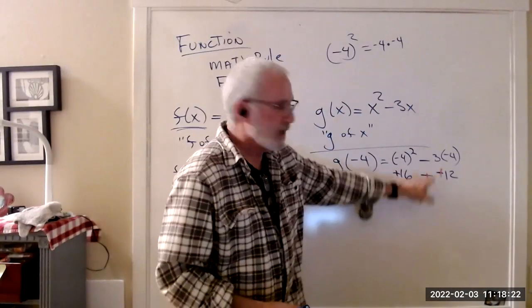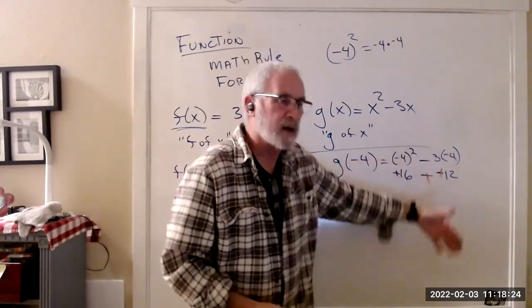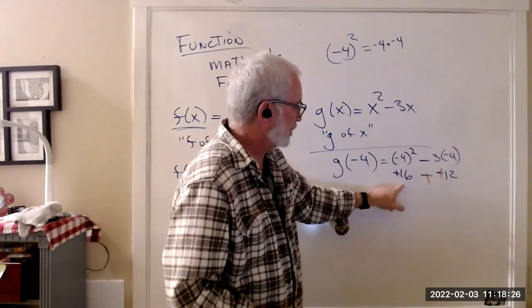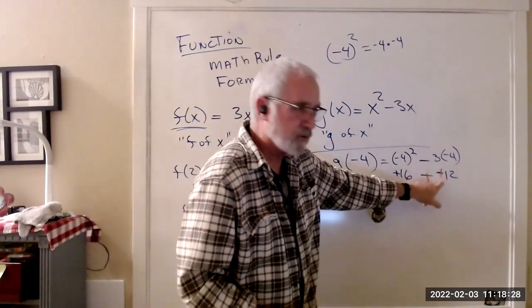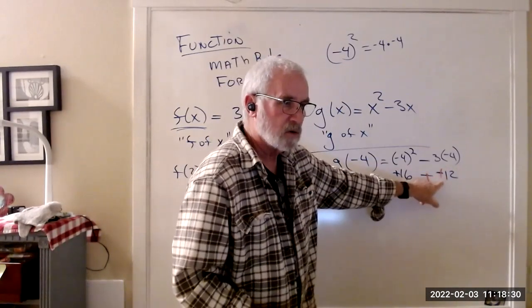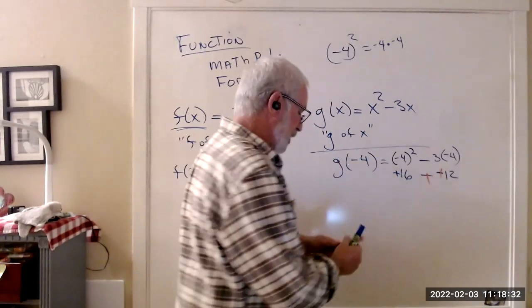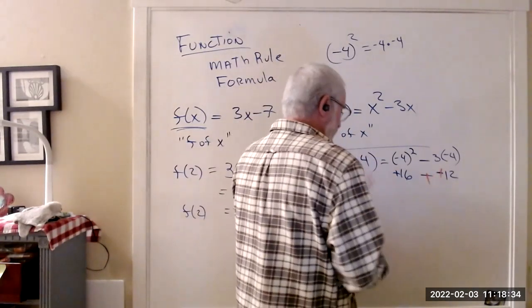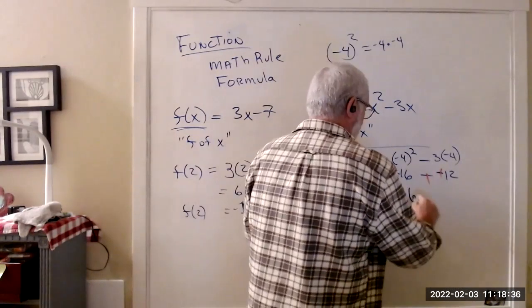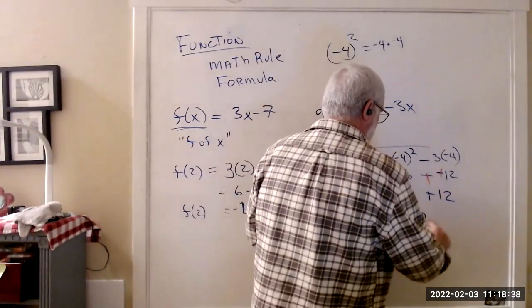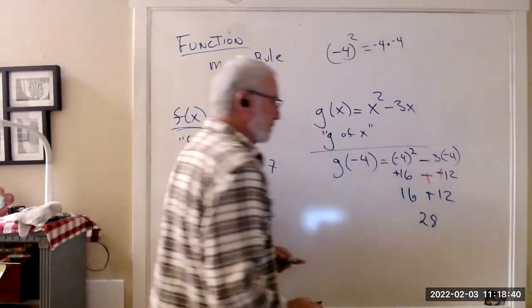But notice it's later in the problem. You don't do it right away. You get 16 minus -12. Minus negative is positive. So 16 plus 12 is what you have here. So the final answer is 28.